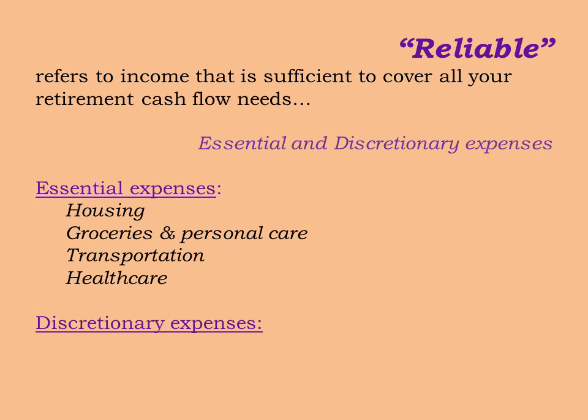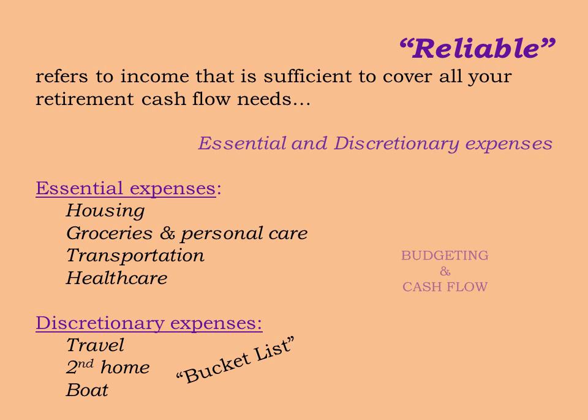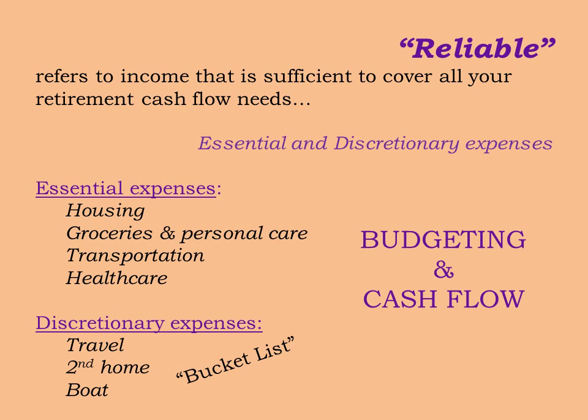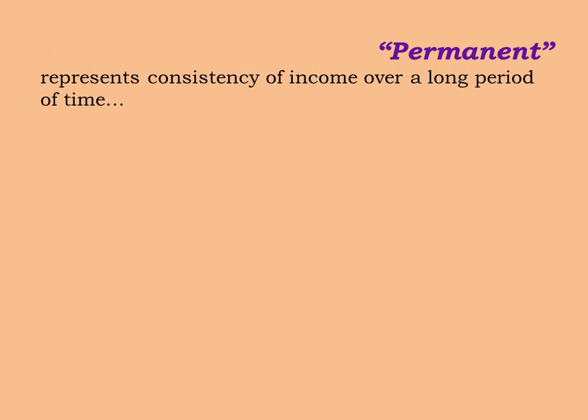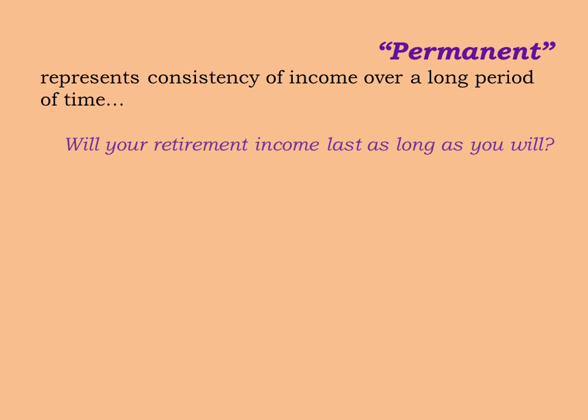Then there's discretionary expenses, which include travel, maybe a second home, maybe even a boat. In other words, all your bucket list items, those things that you really want to do during your retirement years. Now, in this area, we will spend a lot of time on budgeting and cash flow management. Permanent represents consistency of income over a long period of time. In other words, will your retirement income last as long as you will?